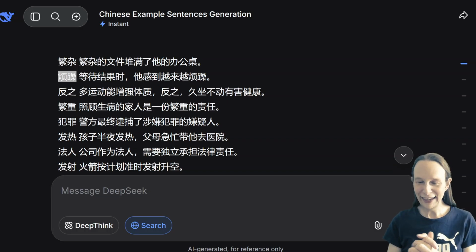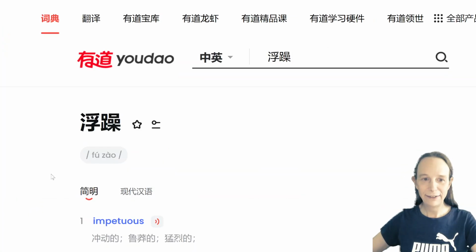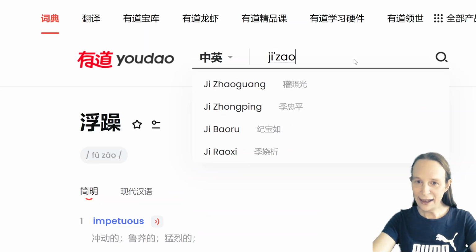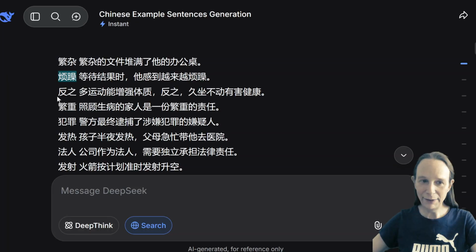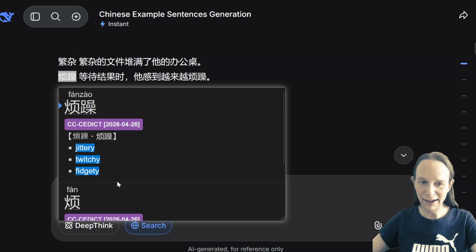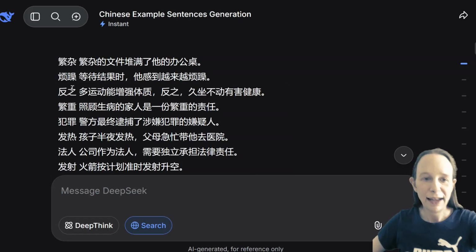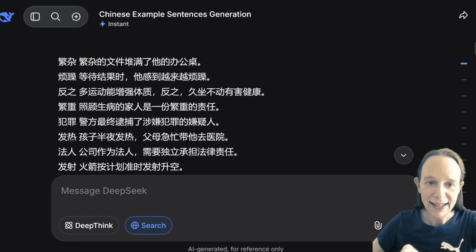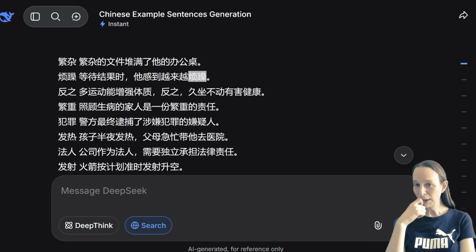烦躁 is something like irritable. What were the other ones? 浮躁. This is fickle. I translated it to fickle. And what was the other one? 急躁. We remember from our study. 急躁, irritable. 急躁 and 烦躁 are probably very similar. Oh, okay, more twitchy. Not exactly what I was thinking. 等待结果时，他感到越来越烦躁. So twitchy.